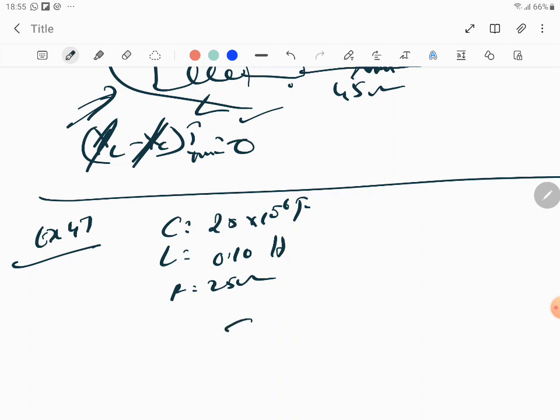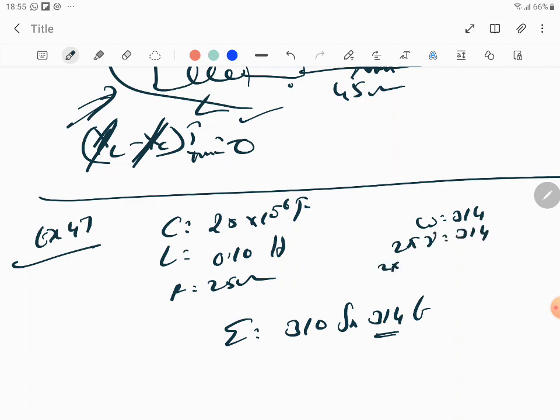They have given the general EMF equation, E equal to 310 sine 314 t. It's like sine omega t, so omega itself is 314. Omega is 2 pi mu, which is equal to 314. 2 into 3.14 into mu is equal to 314. This and this get cancelled as 100, so this and this get cancelled, 50. So mu is equal to 50. That is the frequency, and we just got 50 hertz.